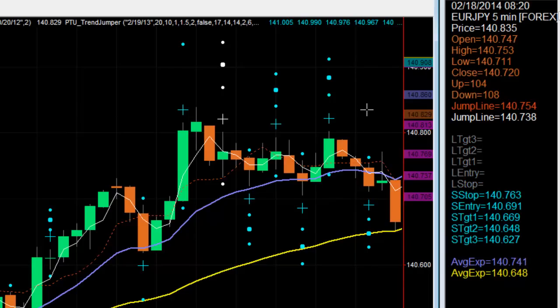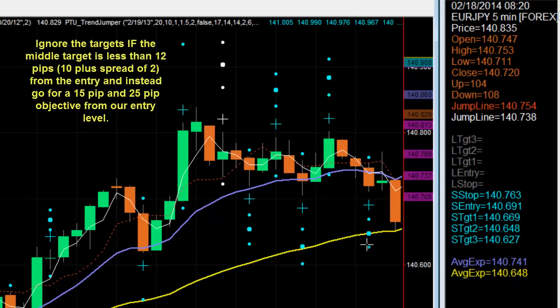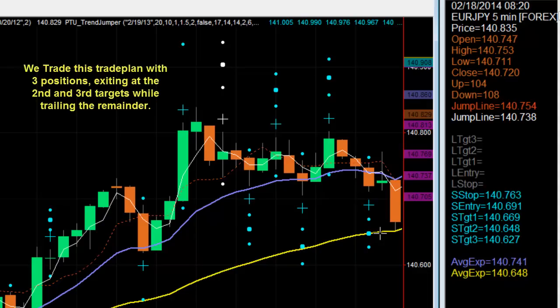And because this is Forex, we have some unique rules. We ignore these targets on really small trades. We actually need our middle target to be 12 pips from the entry. So that accounts for 2 pips of spread and a 10 pip profit. Okay, if that target is less than that, then we're going to ignore those targets, and instead we're going to go for a 15 pip target with position 1, a 25 pip target for position 2, and then we're going to trail a third position. So basically we're attacking this trade plan with 3 positions per trade. Okay, just to give you a little background on how we do it.